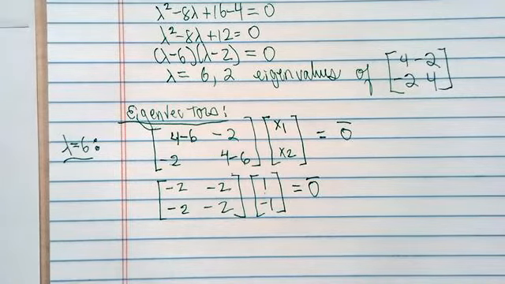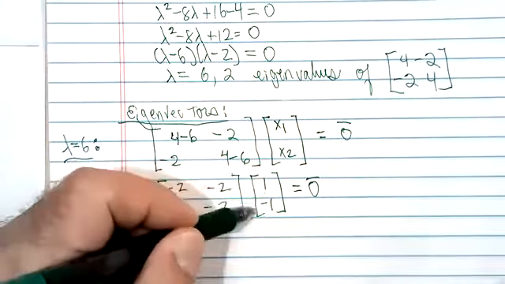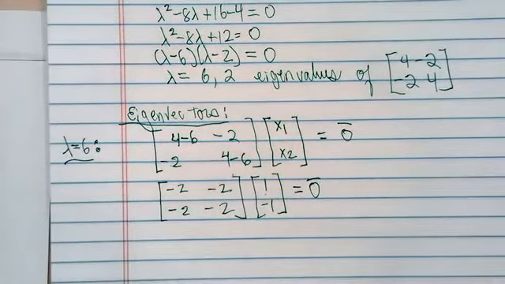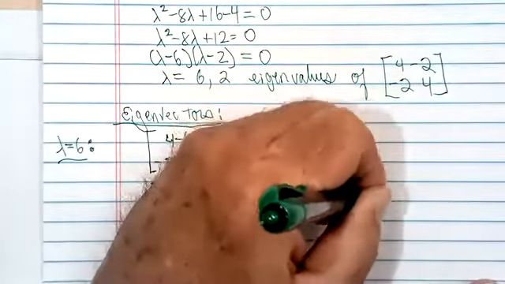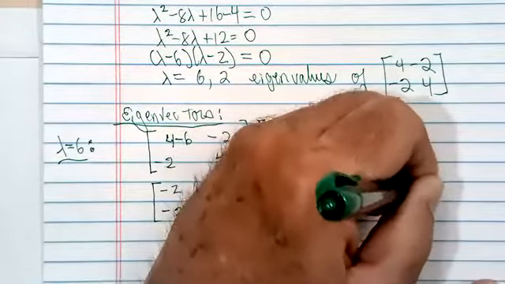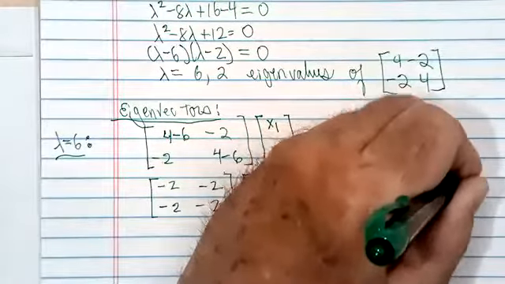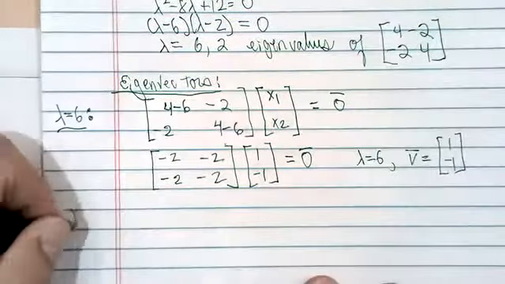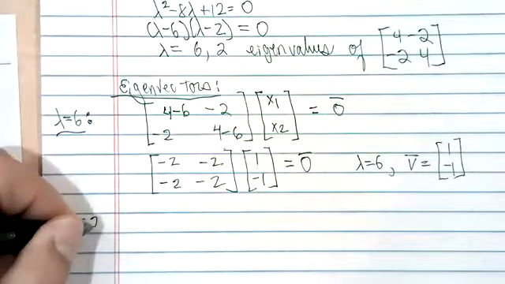Now somebody could say, oh, no, I think minus 3, 3 is better. Well, okay, it's fine. What you're doing is taking mine and multiplying it by negative 3, right? So as long as you don't multiply by 0, you will have a valid eigenvector. So lambda equals 6, and v equals 1, minus 1 is an eigenvalue-eigenvector pair. How about lambda equals, what's the other one? 2.